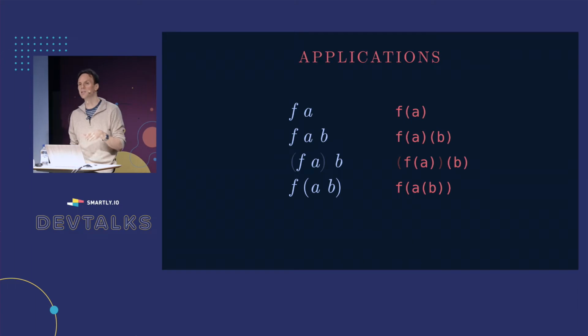In contrast, you'll notice that the last line there, those parens around AB, that does change the expression. That is now a different expression. It means first call the A function with the B argument, and then pass that result into F. So now we've muddled up the order of things.